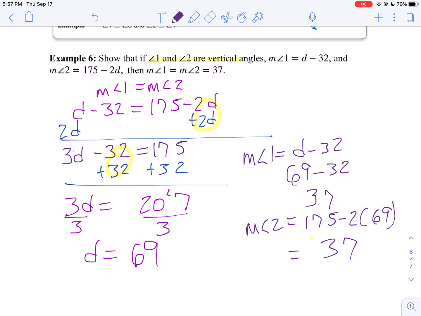So that's like a show your work proof is what it is. It's an algebraic proof, but we're not going to write down statements and reasons.